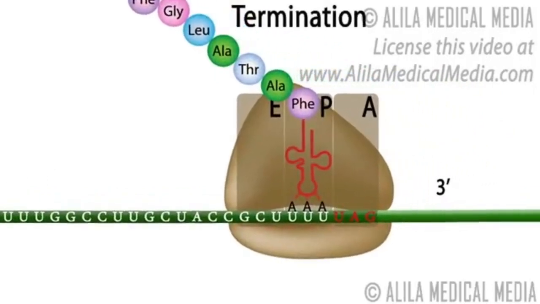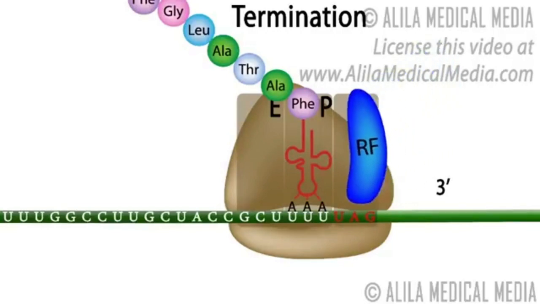Termination. Termination happens when one of the three stop codons is positioned in the A site. No tRNA can fit in the A site at that point as there are no tRNA that match that sequence. Instead, these codons are recognized by a protein, a release factor.